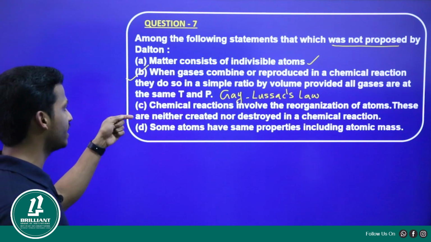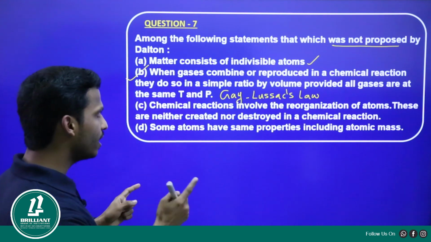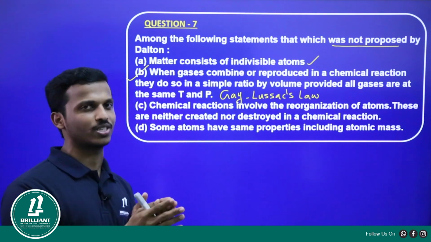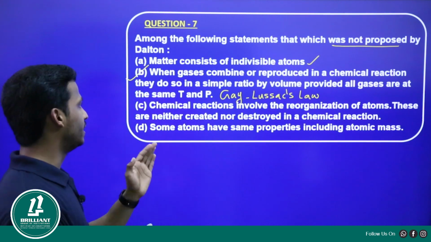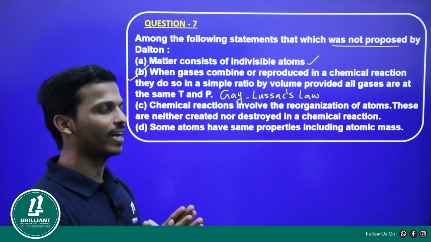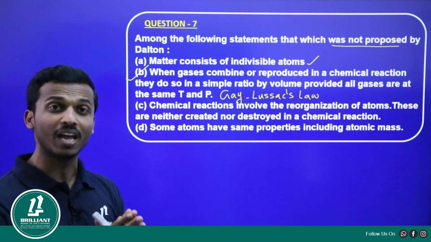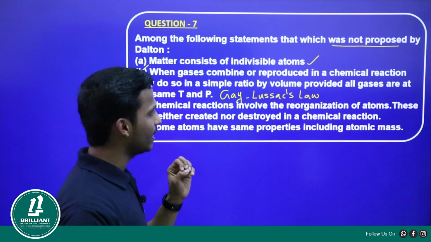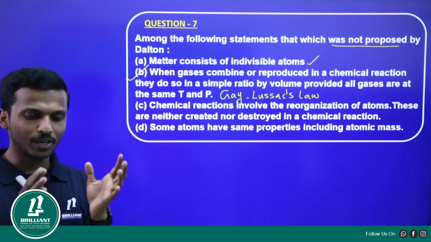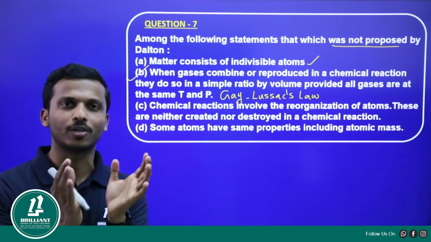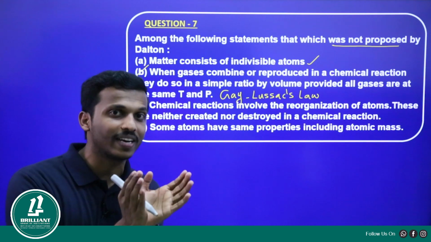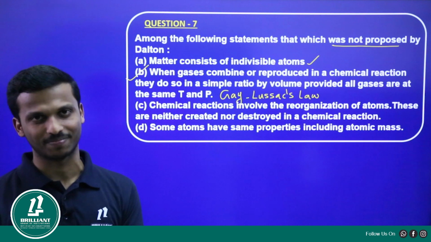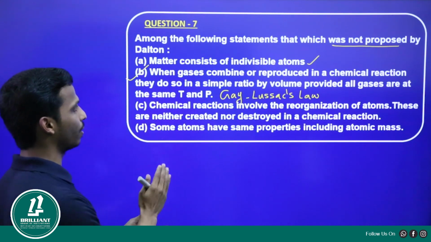Let us check option C and D also. Option C, chemical reactions involve the reorganization of atoms. It's clearly given in the NCERT textbook, the same sentence: atoms are neither created nor destroyed in a chemical reaction. Absolutely, it is given by Dalton's theory. What about option D? Some atoms have the same properties including atomic mass, right students? A particular atom contains a particular atomic mass. And also Dalton stated that atoms of different elements have different atomic masses. So this is also one of the postulates given by Dalton.